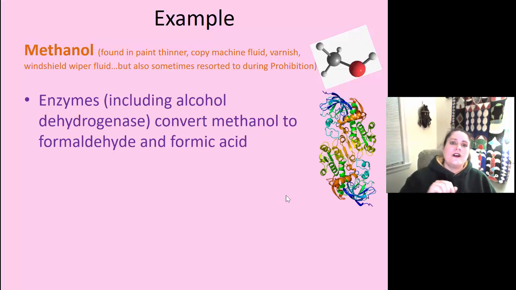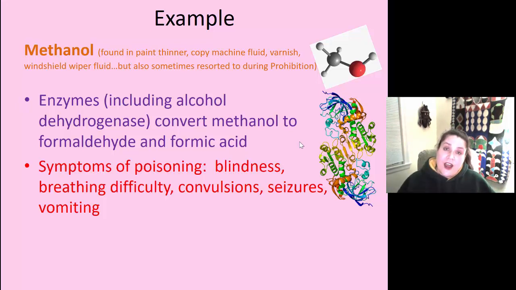So there are enzymes, including one called alcohol dehydrogenase, and that's what this one is. You can totally recognize that, right? What they do is convert methanol to formaldehyde and formic acid. If you've ever heard of formaldehyde, that's what we used to preserve animals in. It's also pretty cancer-causing in huge doses, not the kind that's in your body when you're breaking down methanol. And formic acid is also gross, and we don't want those. So we're going to get these other toxic things. And if you have enough of them and you can't clear it, you can end up with methanol poisoning. The symptoms of that are blindness and breathing difficulty, convulsions, seizures, vomiting, all kinds of gross stuff.